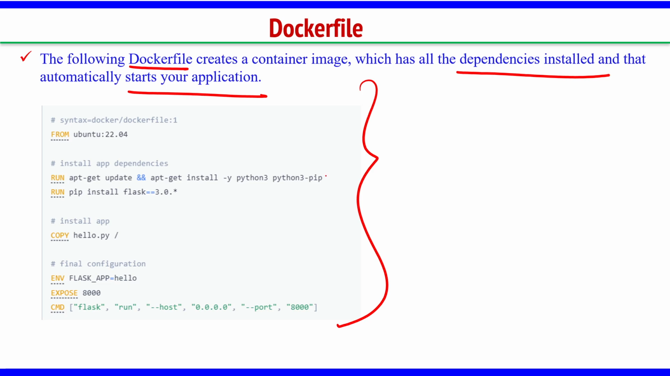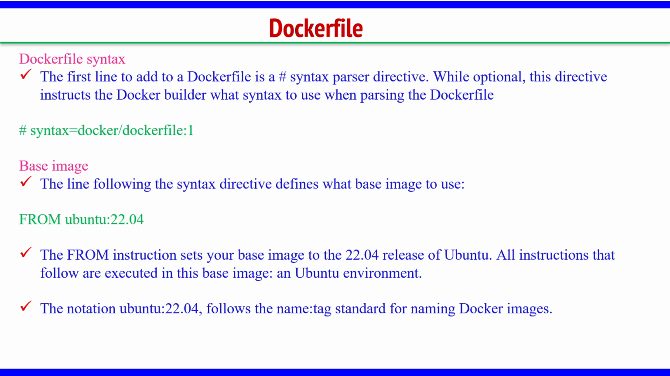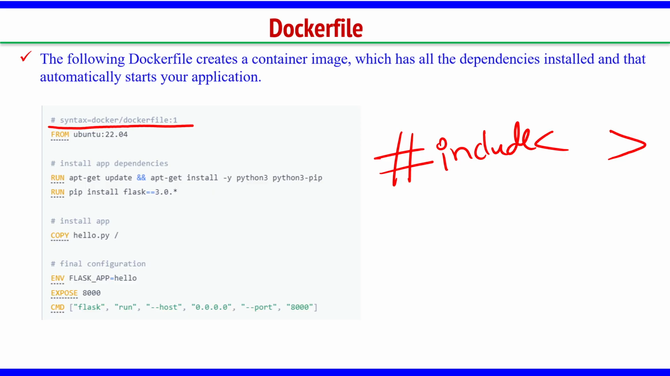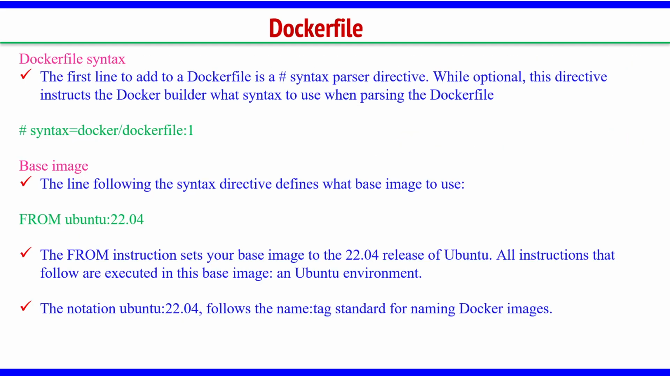Let us see section by section what this is. The first one is the Dockerfile syntax, this line right here, right. In C and C++, we use hash include, we give some header files, a preprocessing directive we call it. Same way, even in a Dockerfile, we have such a syntax parser directive, right. The first line to add to a Dockerfile is a hash syntax parser directive.